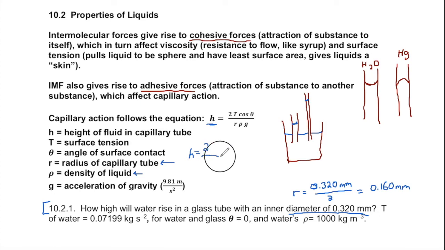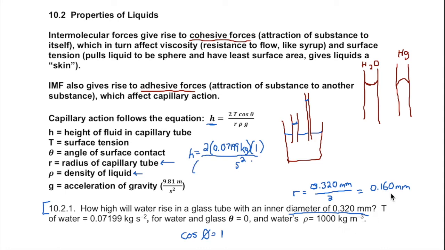Alright, so for the height of the water, it's going to be 2 times the surface tension, which is given to us here. It's 0.07199 kilograms per second squared. Then the angle of surface contact between water and glass is 0. The cosine of an angle 0 would be 1. So this cosine of theta is 1.